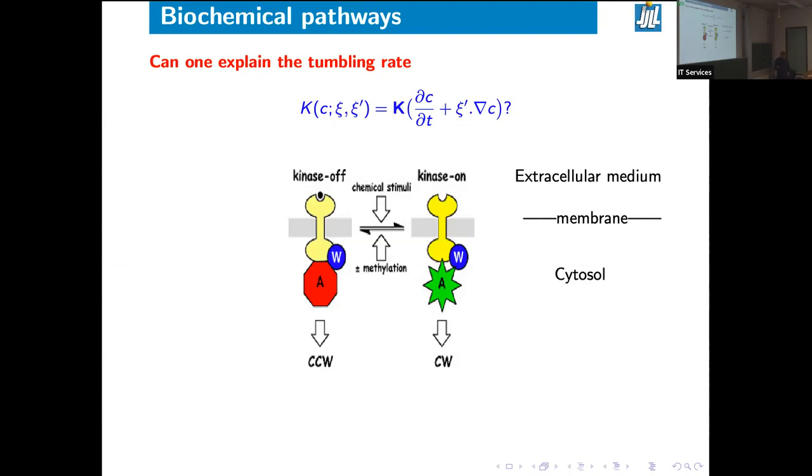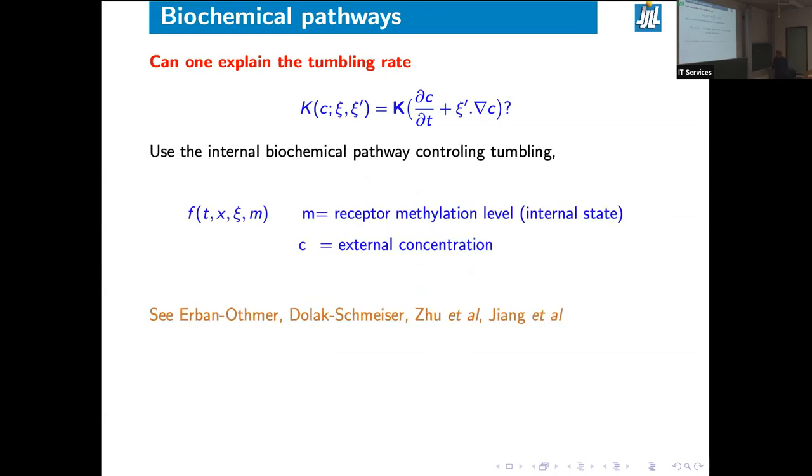So if you want to take this into account, what you do is to introduce another variable. You introduce an internal variable which tells you the state of the cells inside, compared to the external concentration of molecules. Some people use the methylation level; some other values are possible. So this is an internal state of the cells.